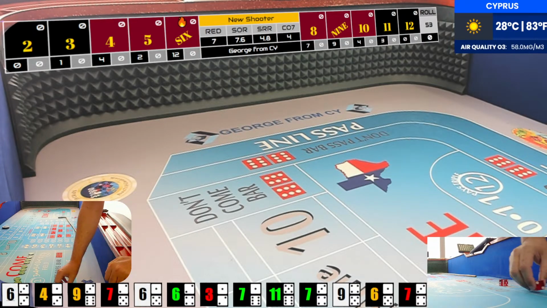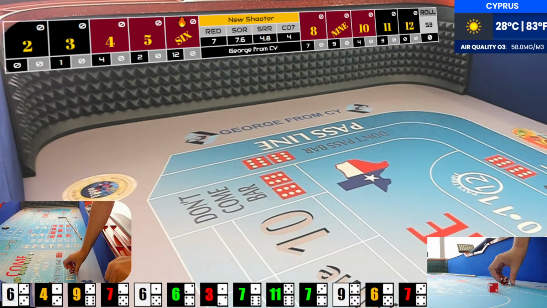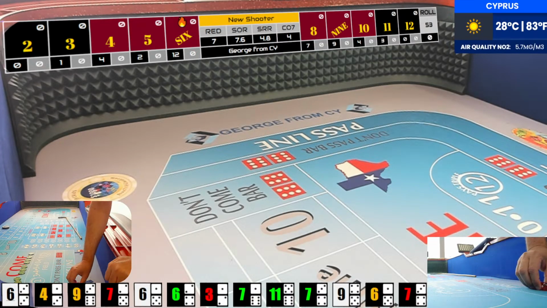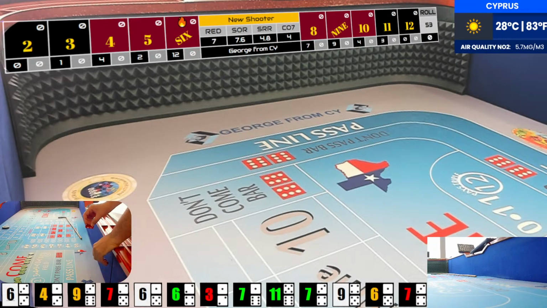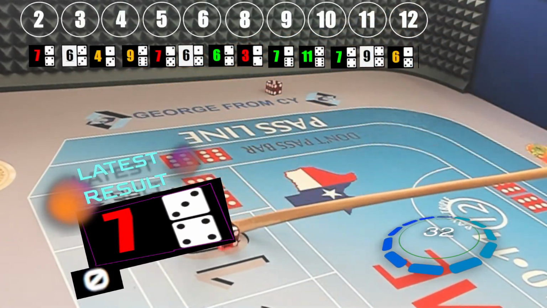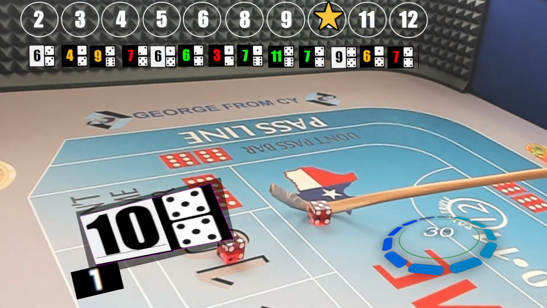Here we go. Let's do that. 6, 4, 1, 3. Dice out. Hard 10. That's a drift. Hard 8 facing, so that means that we have down pitched again.